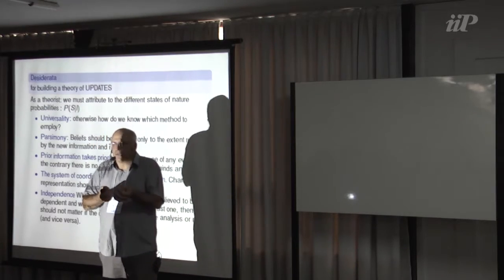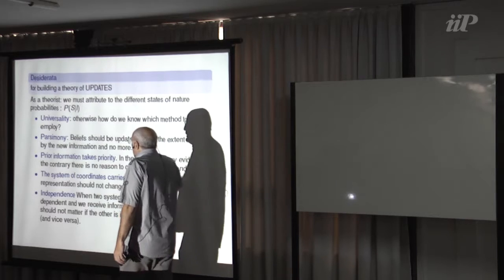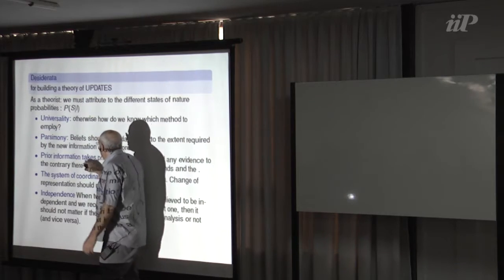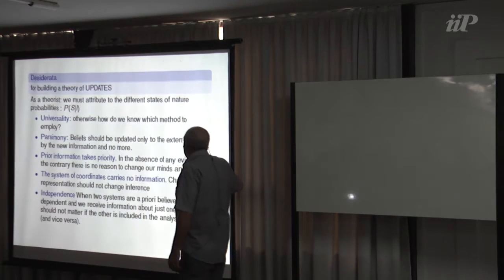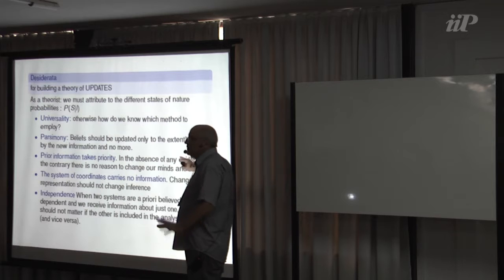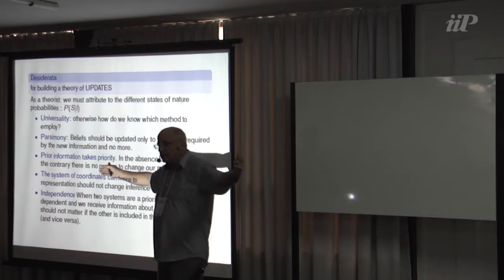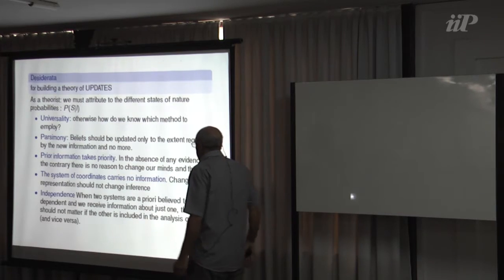When the information comes, I believe something. Information comes, I'm going to change my beliefs. I'm going to make the smallest possible change in some sense. If nothing happens, I will not change my mind about my beliefs. So prior information takes priority. In the absence of any evidence to the contrary, there is no reason to change my mind. You can do other stuff, but I think this is reasonable.